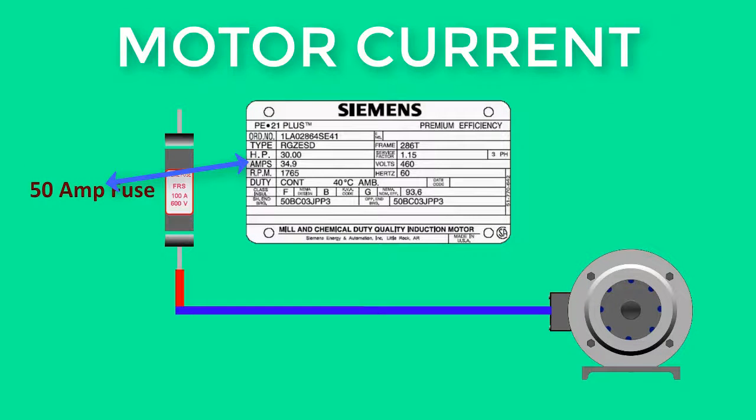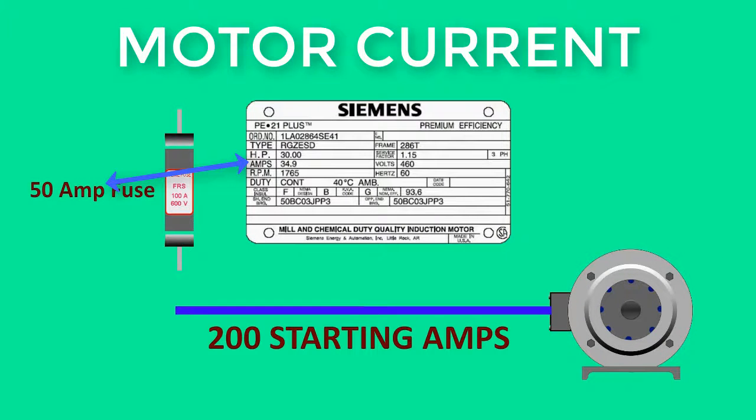In the example shown, the motor is protected with a 50 amp fuse. A standard 50 amp fuse will fail due to the initial startup current of the motor. The motor will not start.